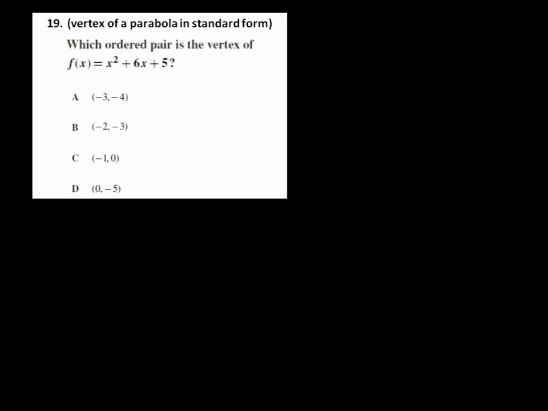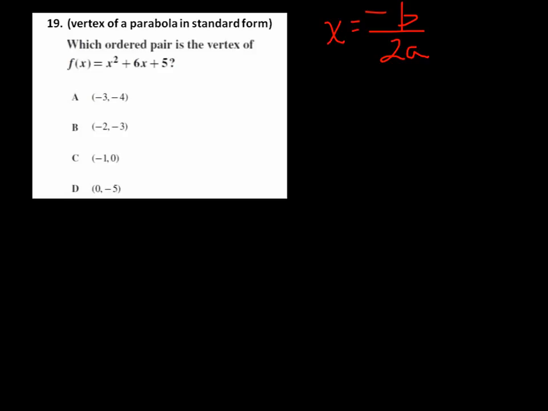Alright, so this one says, which ordered pair is the vertex of this equation? There's a few different ways that you can find the vertex. The easiest way is if you remember the formula, negative b over 2a. So you could type in negative b over 2a, and remember that that gives you your x value.